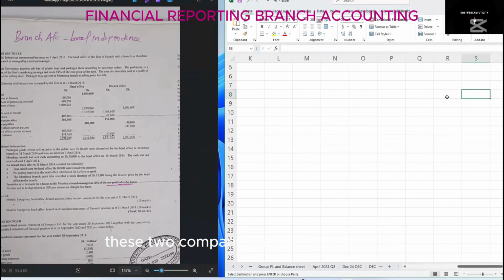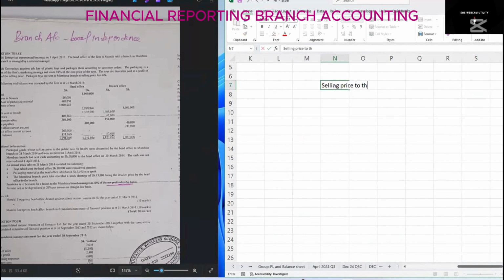So that information alone will enable us to get the selling price and the buying price of these two companies. So we need to know the selling price to the public. We also need to know the cost price, and we need to know the selling price to the branch.